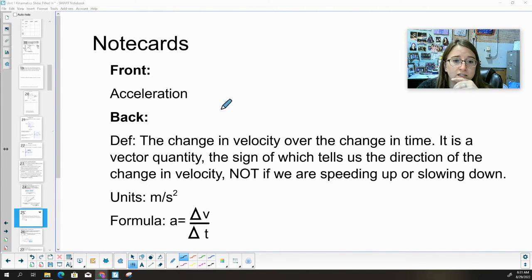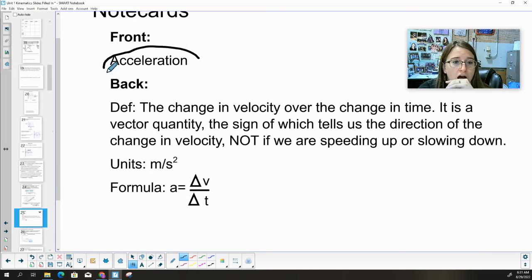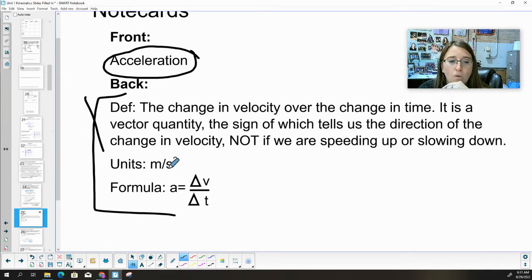So let's go ahead and make a note card for this. I'll go ahead and give you a second to copy this. Acceleration on the front side. We have the definition, the units, and the formula on the back side. I'll give you a second. Go ahead and pause the video, copy it down.